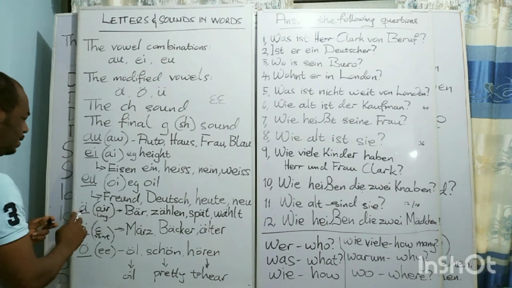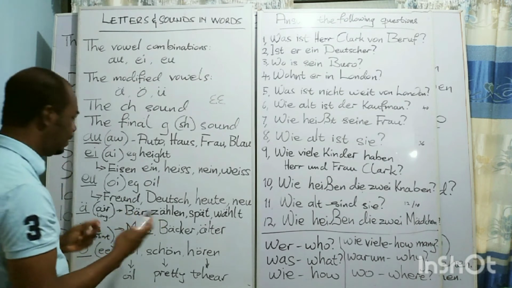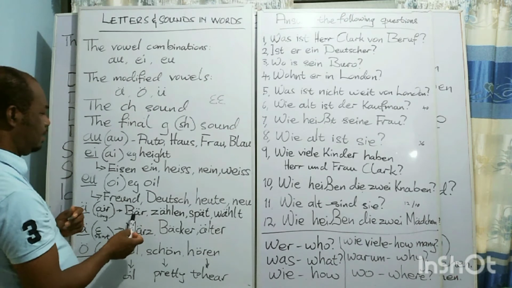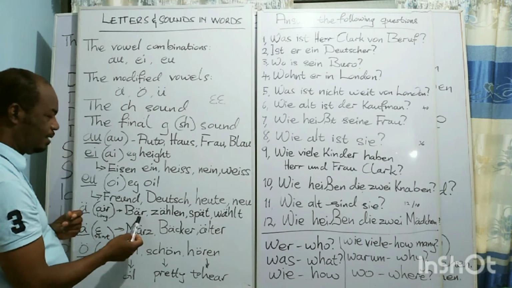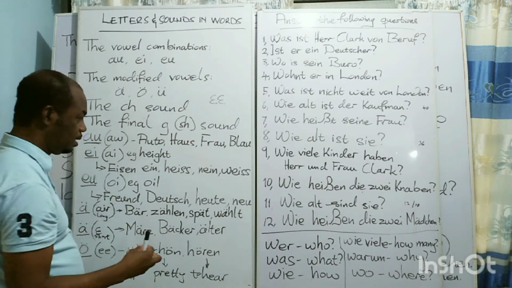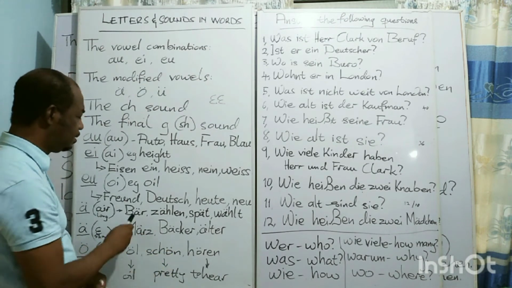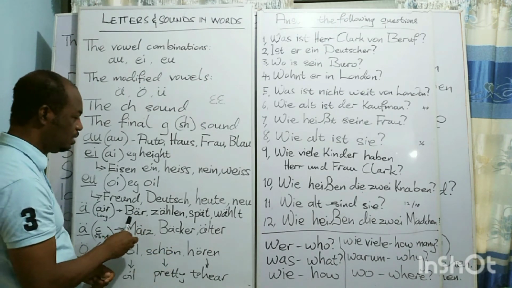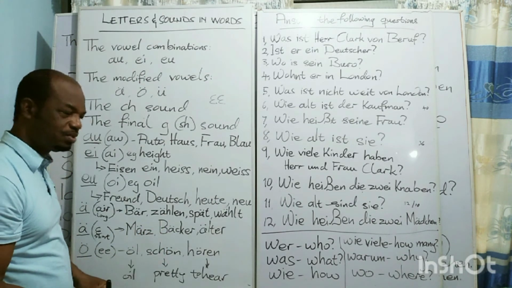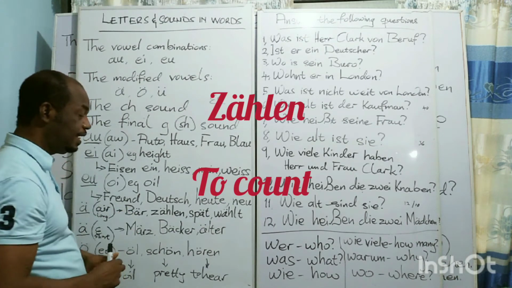So A, like in English A. Words that bear this long A are, for example, bear. A bear that is not a big animal in the bush. It's called bear, B-E-A-R in English, and Bär like this, B-Ä-R in German. Zählen, to count. Ich zähle, I am counting.